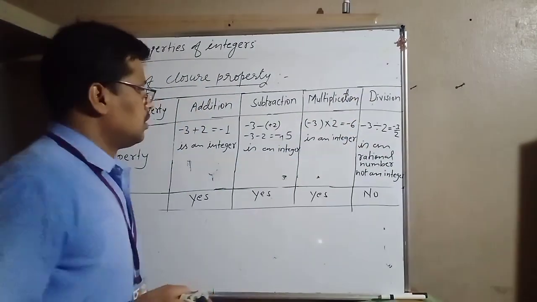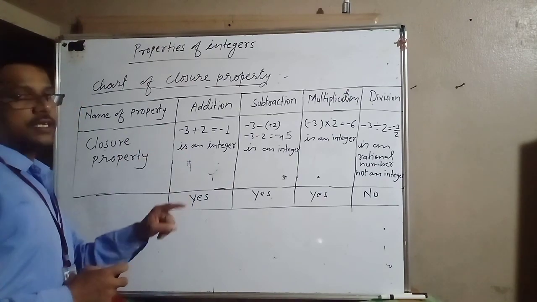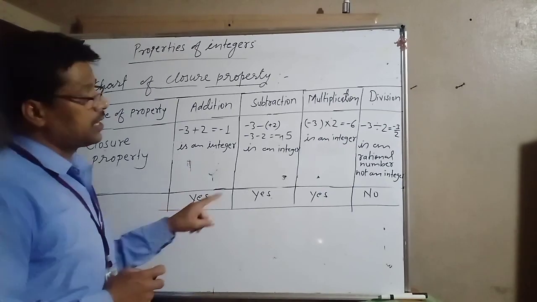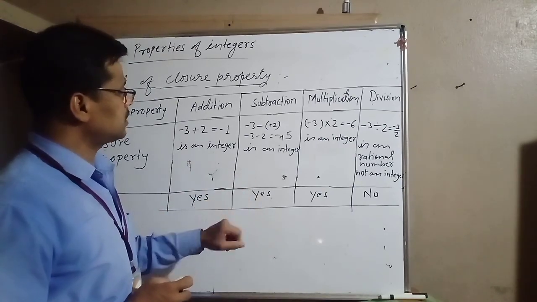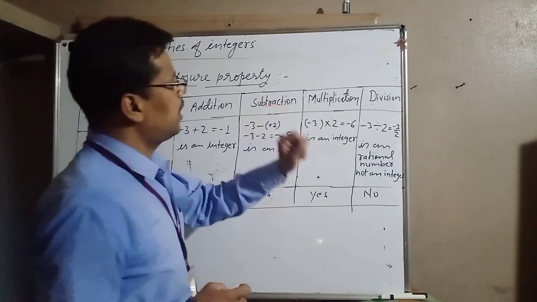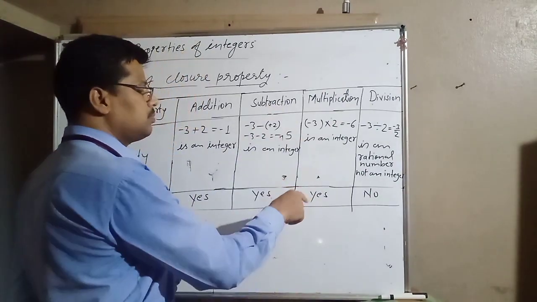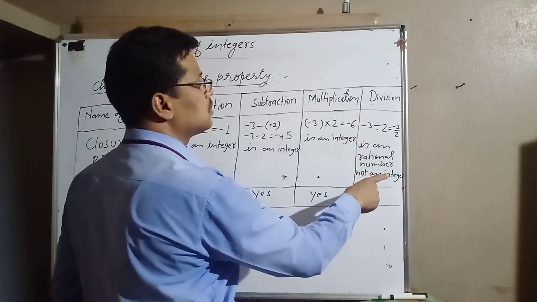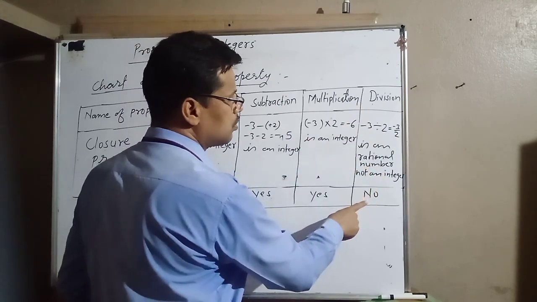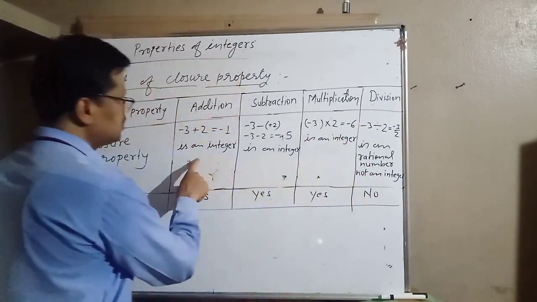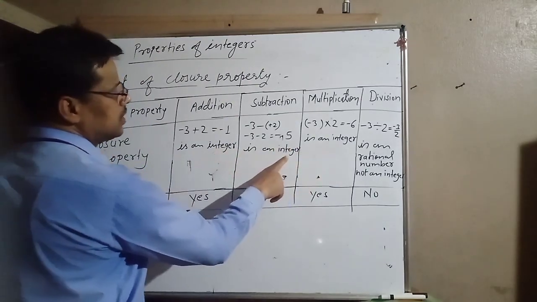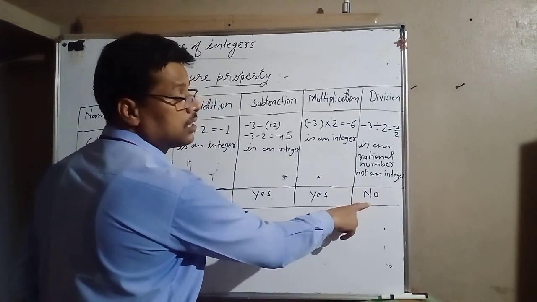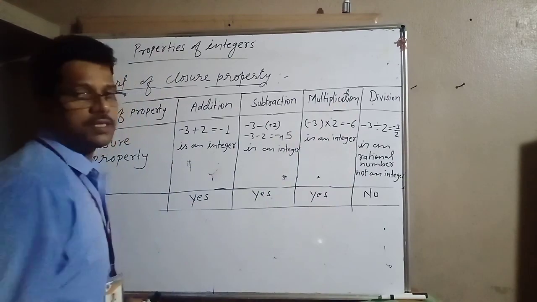Got it? Now we can say that integers are closed under addition. That's why we are writing yes here. And integers are closed under subtraction, we write yes here also. And integers are closed under multiplication, we write yes here. And integers are not closed under division, so we write no, because we are not getting an integer here. In these three cases we are getting integers, but here we are not getting an integer. That's why we can say that integers are not closed under division. That's it.